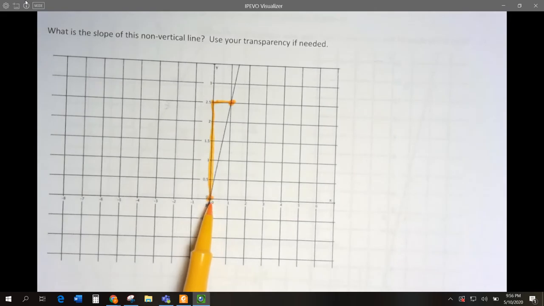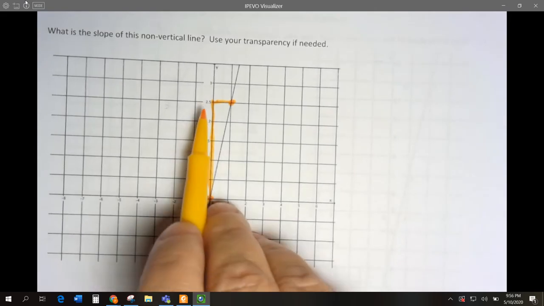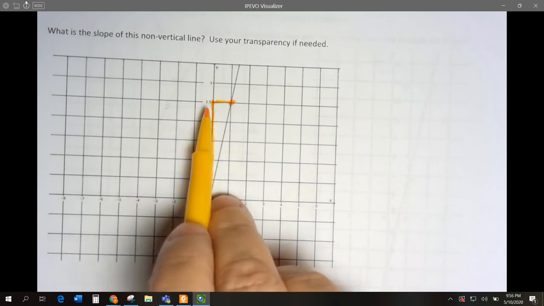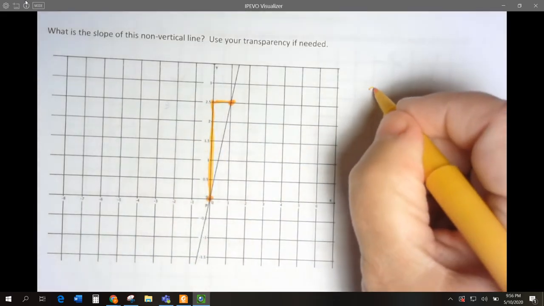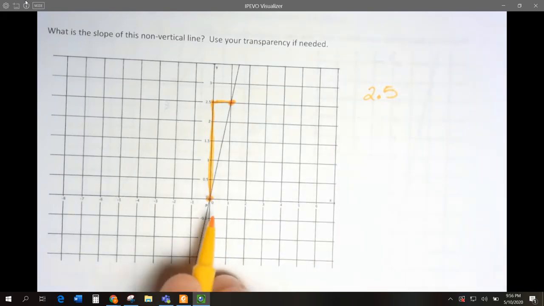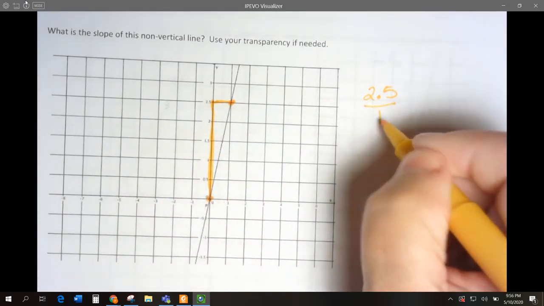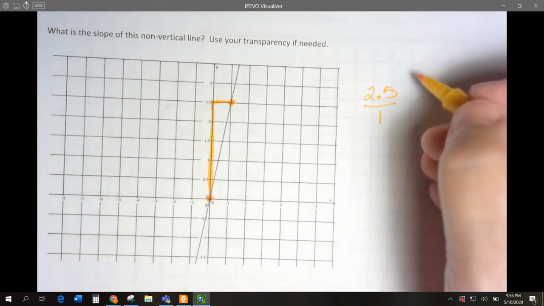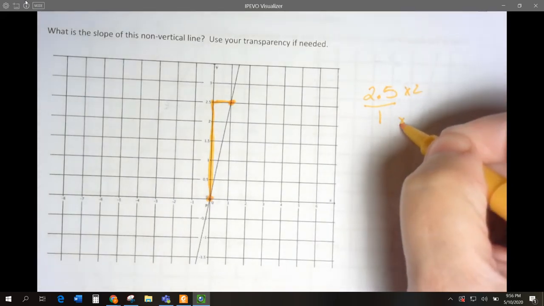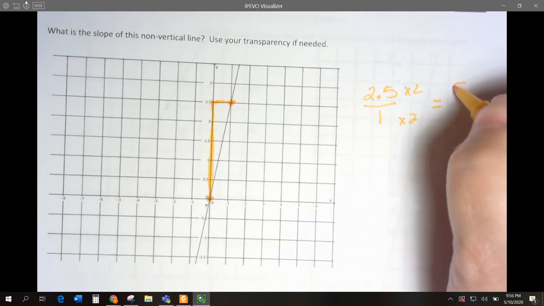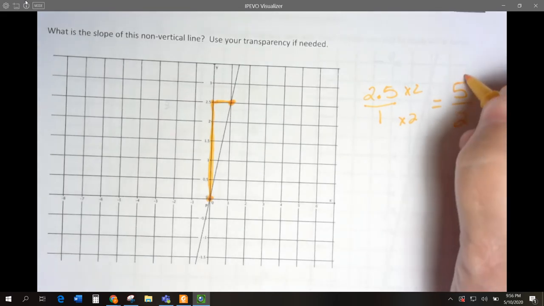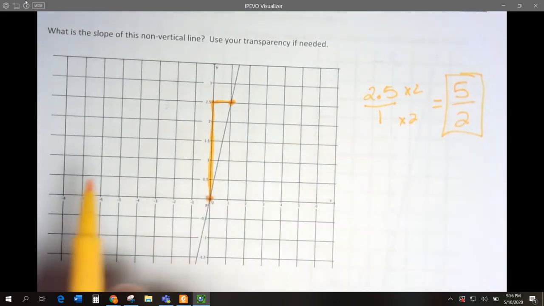Now if we look at this once again, we have decimals. Our rise goes from 0 to 2.5, so we're going up, so it's positive 2.5, and we're going from 0 to 1 over 1. To get rid of this decimal, we can multiply by 2, and this would give us a 5/2. Positive, because going from the left to the right, it's going up.